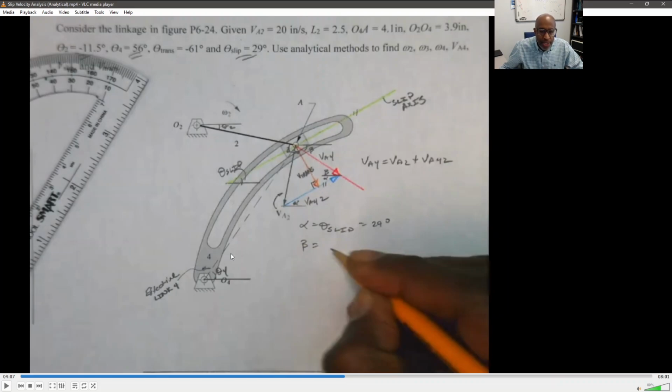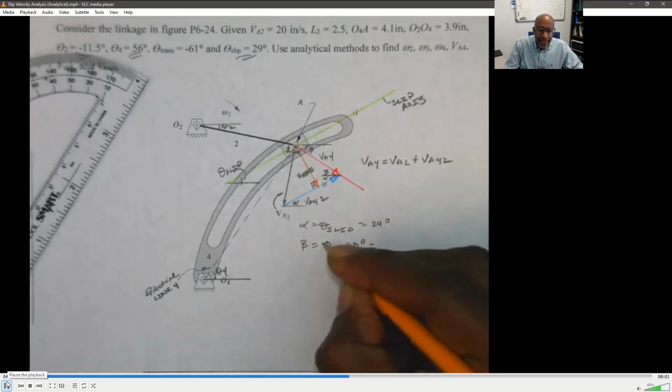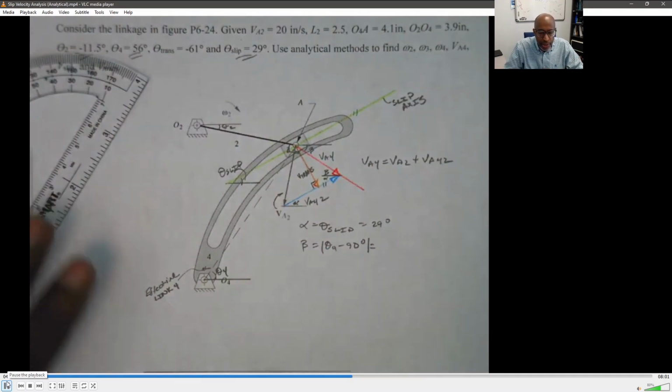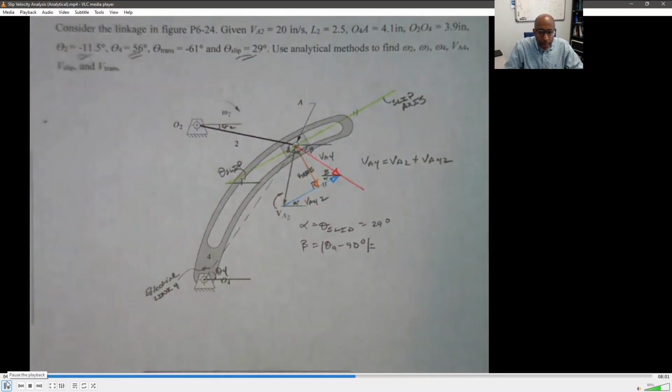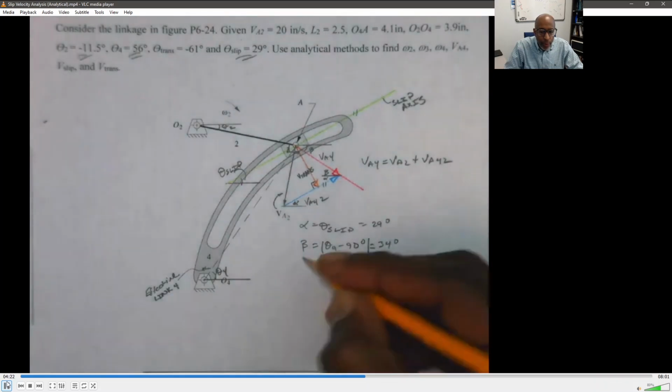How is our VA4 proceeding? Now, we know that VA4 is perpendicular to length 4. And length 4 has a theta 4 of 56 degrees. So VA4 has to be either theta 4 plus 90 or theta 4 minus 90. So which one do you think it is? Theta 4 minus 90, since it's coming down in that direction. And that means our beta is equal to 56 minus 90. The absolute value of that gives us 34 degrees.